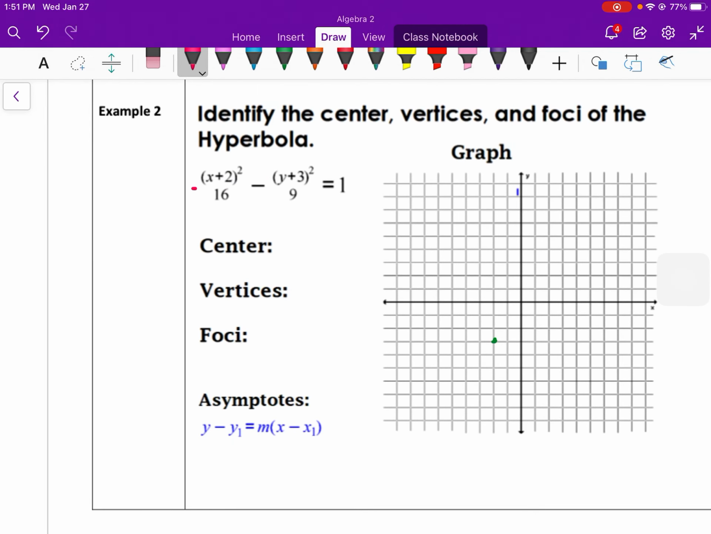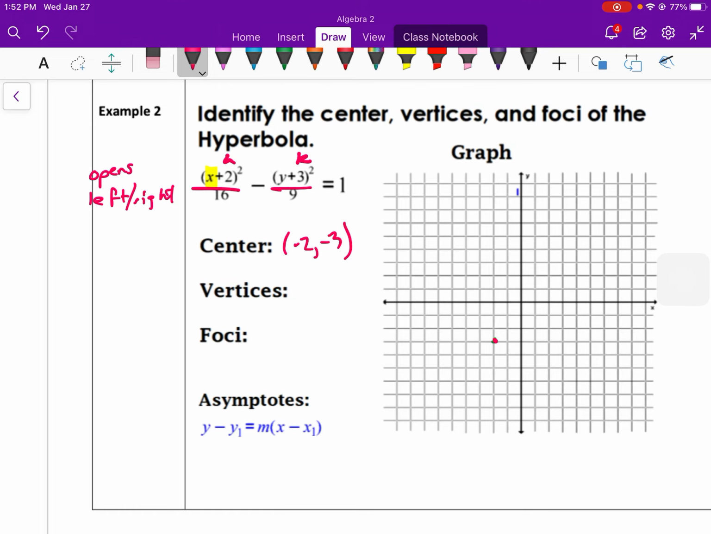All right, next, now it leads with x squared, or excuse me, our x value, so x plus 2 squared over 16 minus y plus 3 squared over 9 equals 1. It leads with x, so it opens left and right. Reiterating that our h and k correspond to x and y respectively. So we do the opposite of the sign on the inside. So if it's a plus 2, it's a minus 2, minus 3.